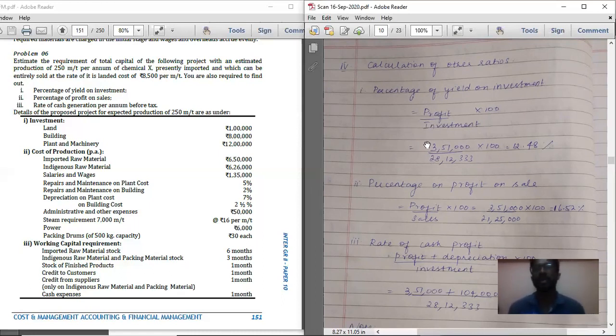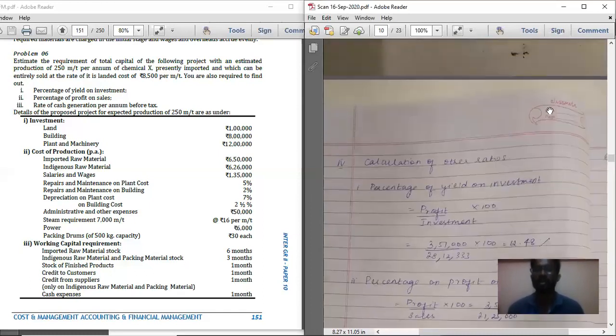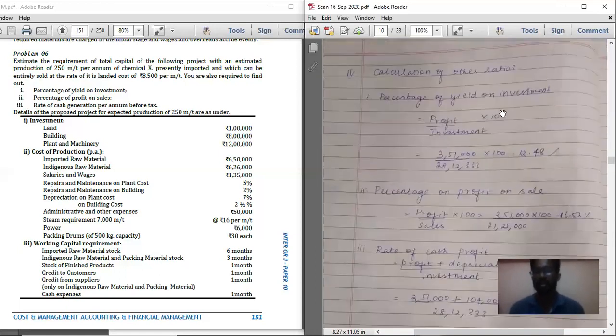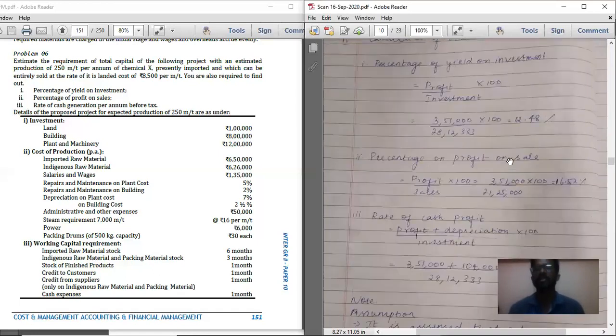In statement number 1, we have found that profit is 3,51,000. So below that, calculate 3,51,000 divided by 28,12,333, which is the investment we found in statement number 3, into 100, which is equal to 12.48%.